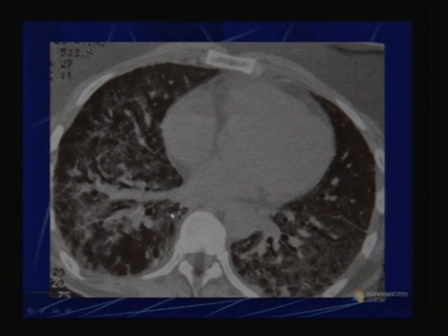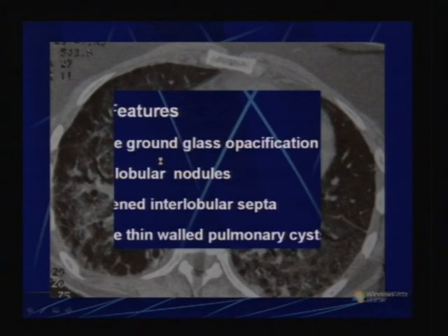So as Dr. Sen has mentioned, there are two stages, the initial exudative stage and the later proliferative stage. In the proliferative stage, you can see the evidence of reticulation, fibrosis, and traction bronchiectasis.